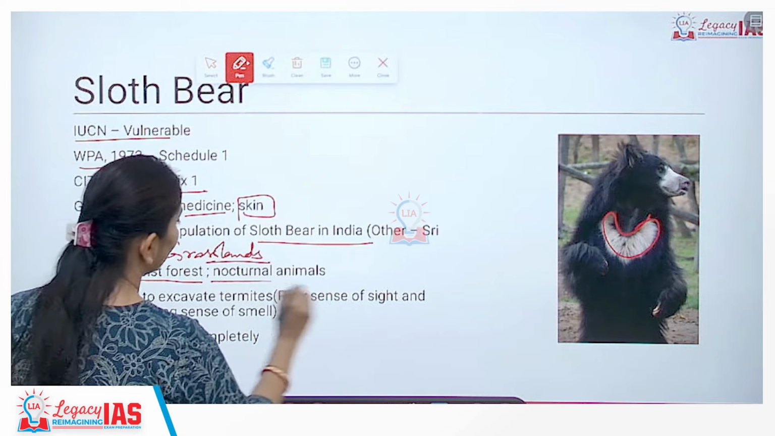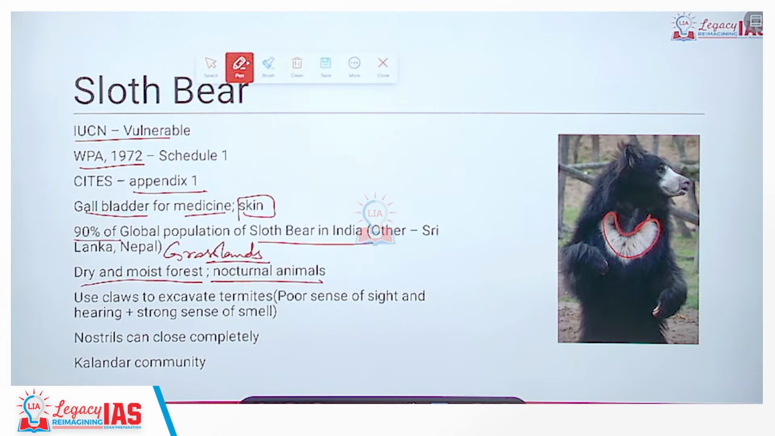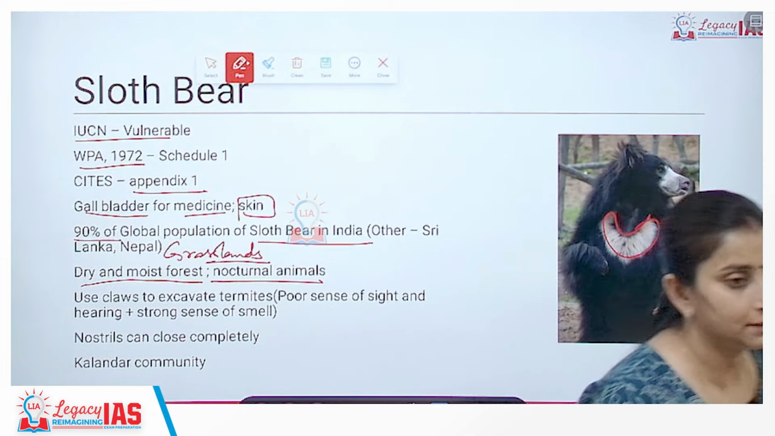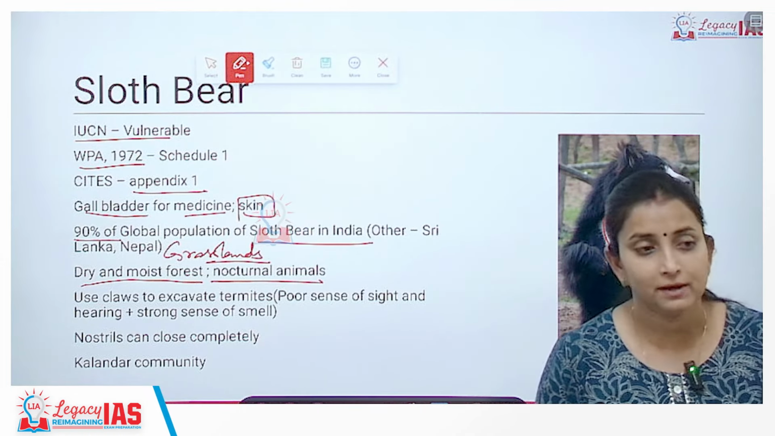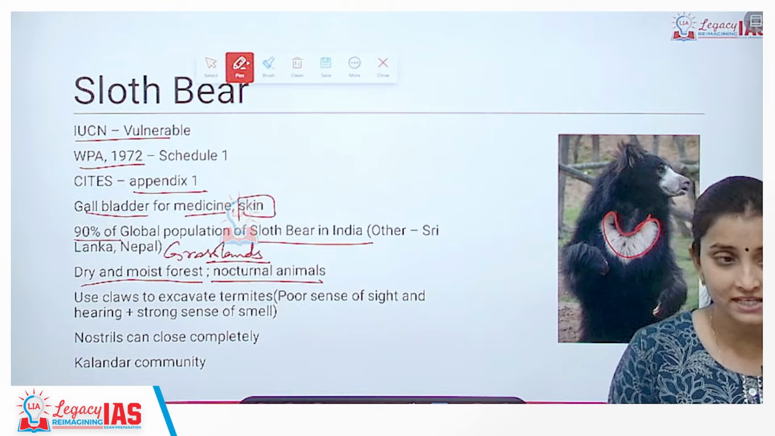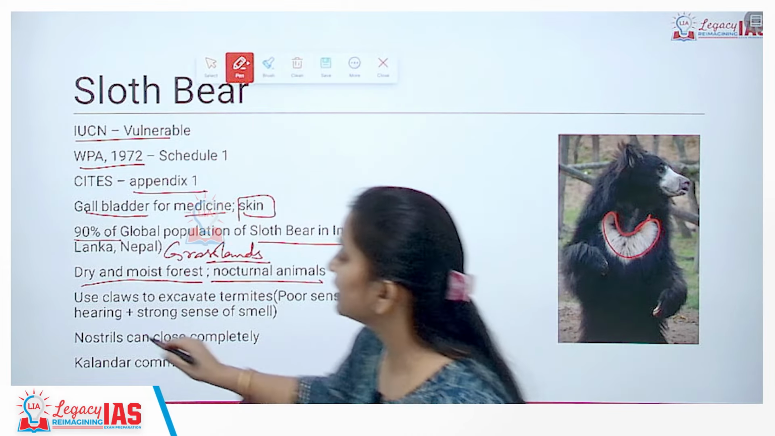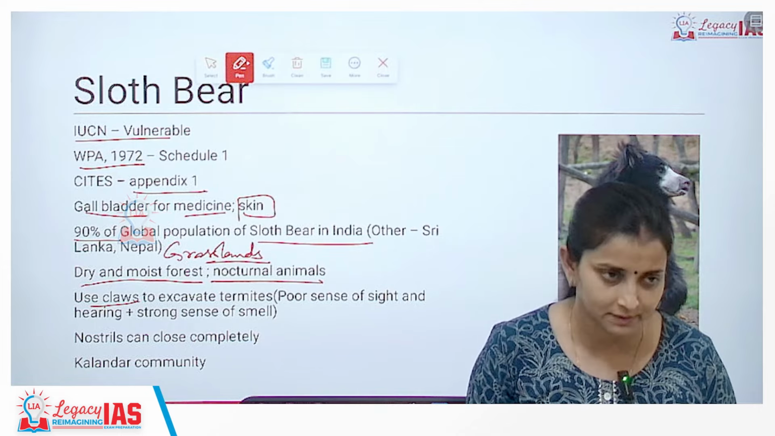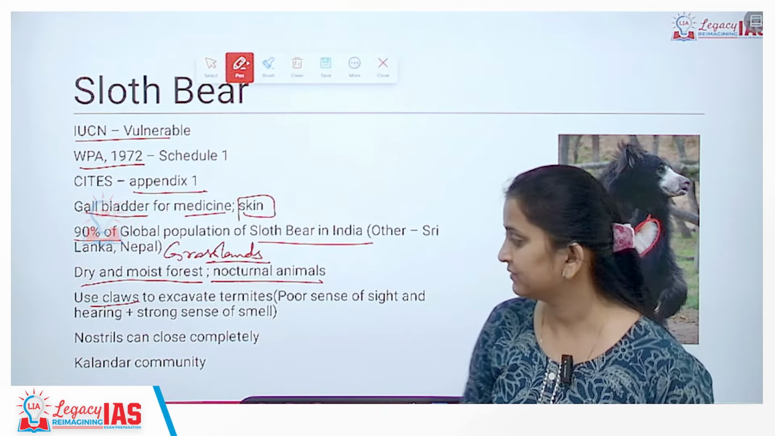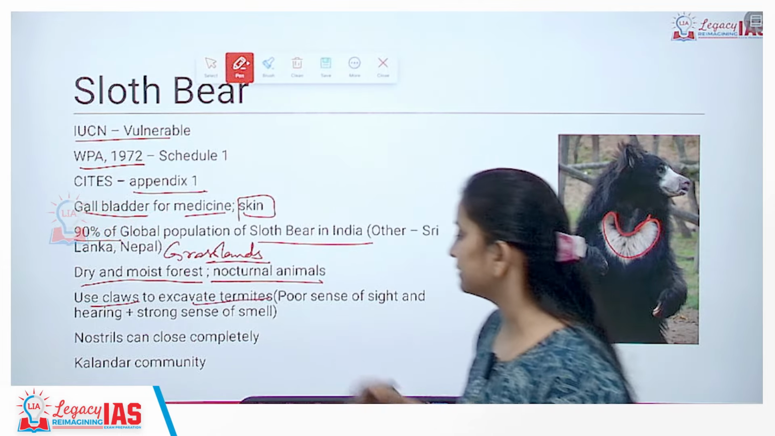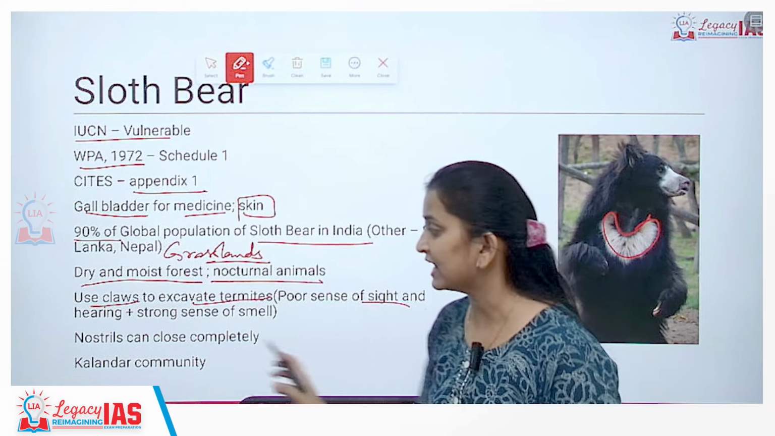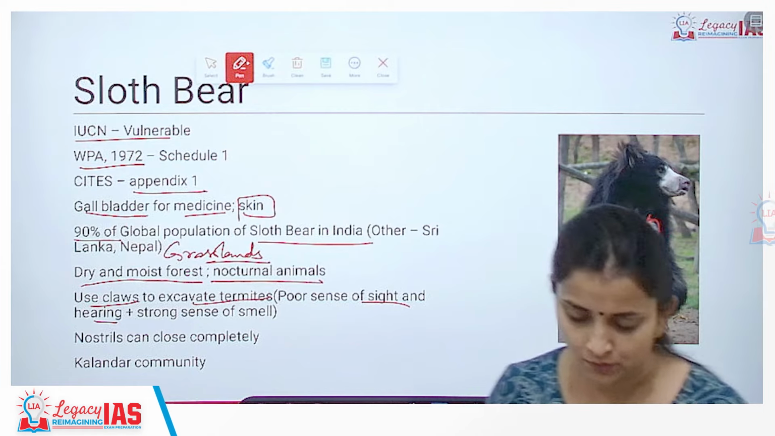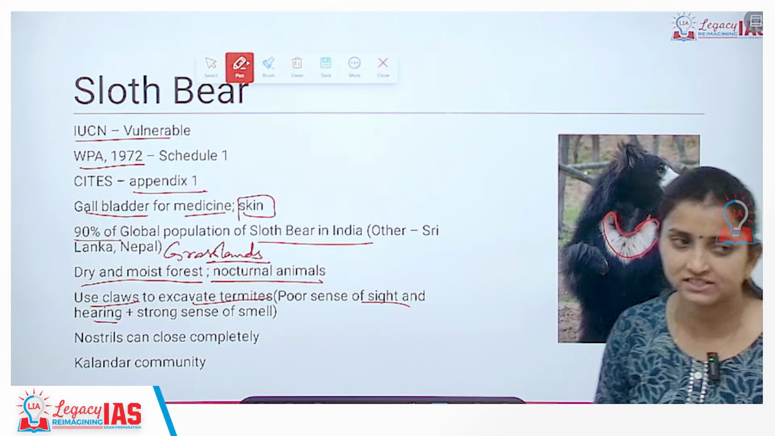They are nocturnal animals and they will use claws. Their claws are exceptionally longer than a normal Himalayan brown bear or a normal Himalayan black bear. They use these claws to dig into the holes so that they can reach the ants and termites upon which they feed. They have a poor sense of sight as well as hearing, but a very strong sense of smell, using which they can find where the termite and ant holes are.